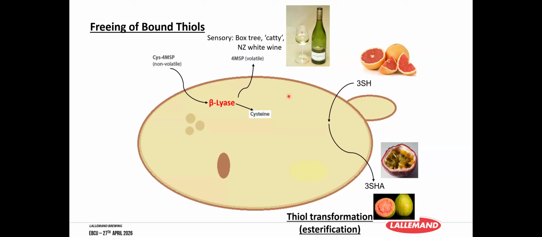I briefly mentioned this before. There are also different kinds of biotransformation for thiols. One can be the freeing up of non-volatile bound thiol into a volatile free form of the thiol. But there can also be a transformation, in this case an esterification of an already aroma active thiol into a different thiol. So this is 3SH being changed through esterification into 3SHA, which will have a different activity.